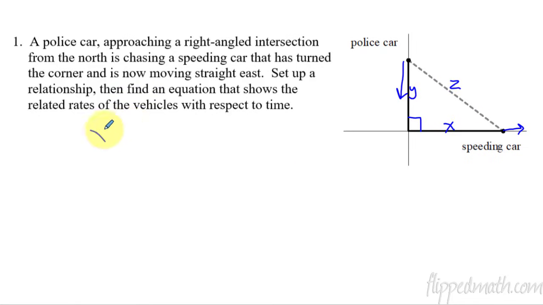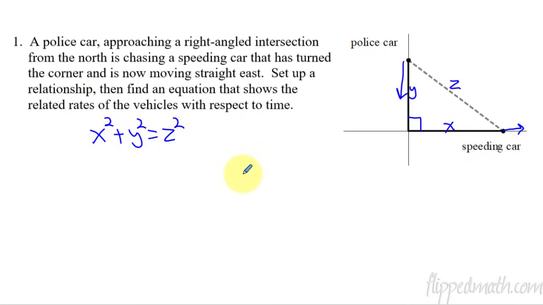How do these things relate? That is just the Pythagorean theorem. So x squared plus y squared equals z squared. And then what are we trying to do? We set up a relationship. Then we're going to find an equation that shows the related rates of these vehicles with respect to time.